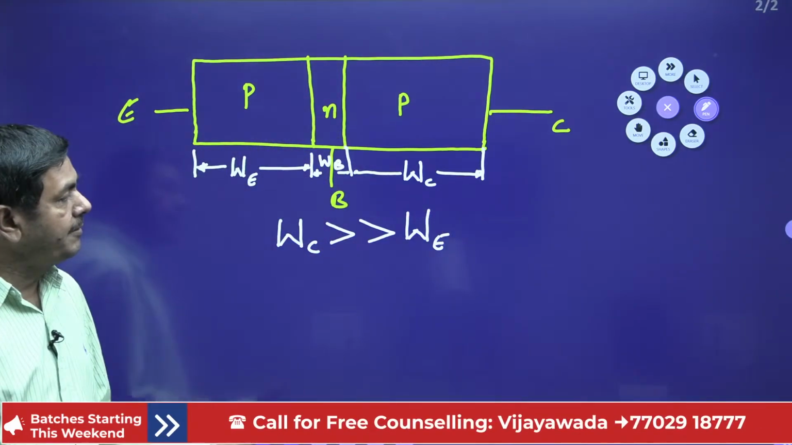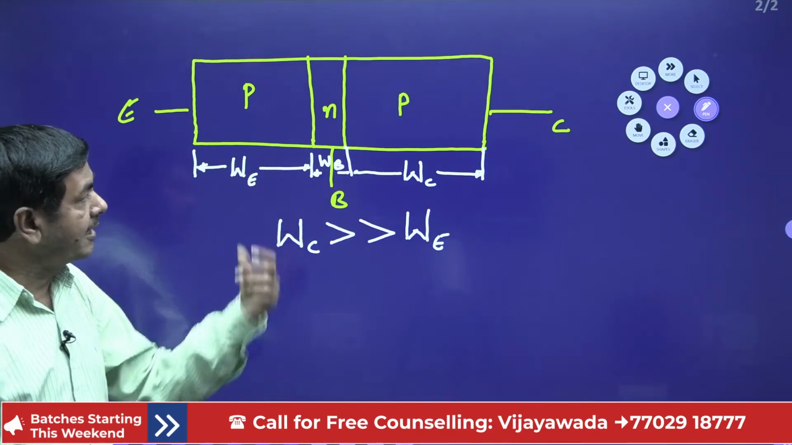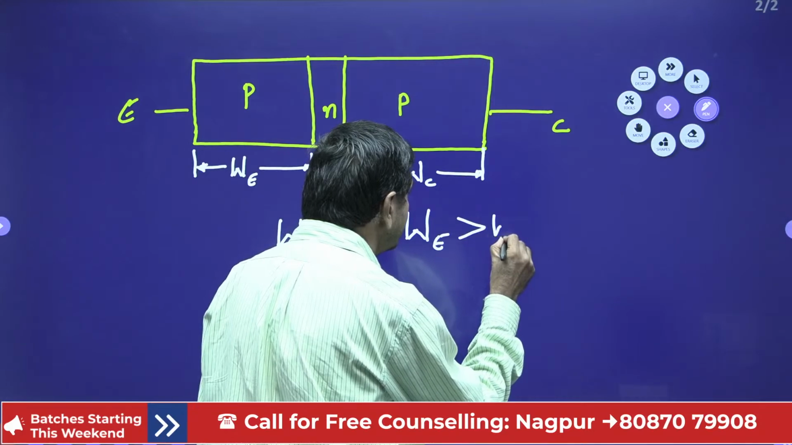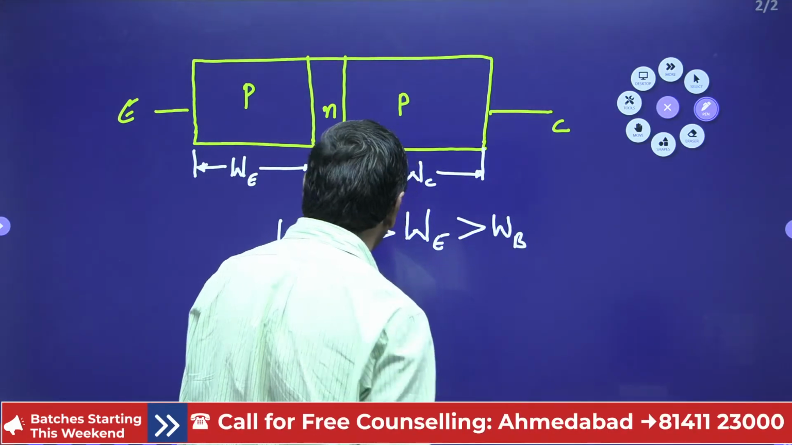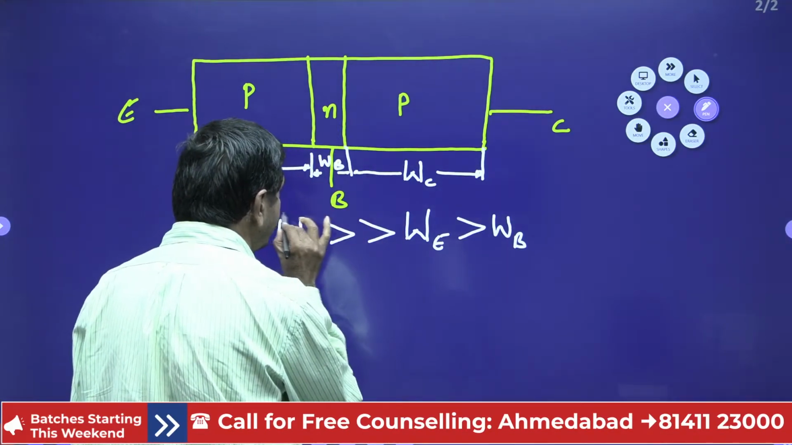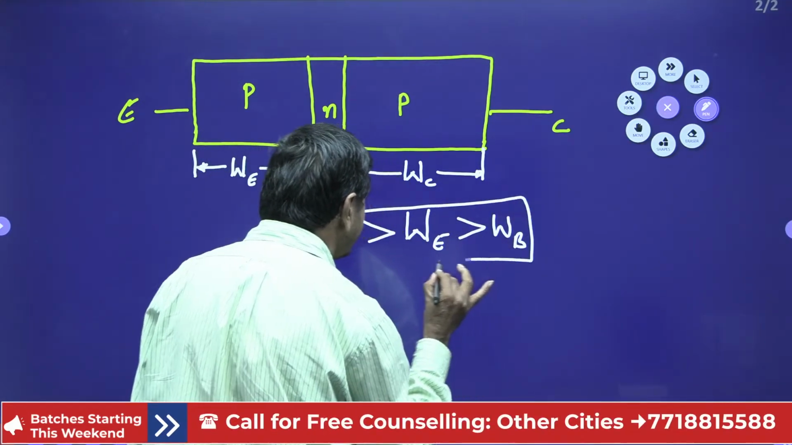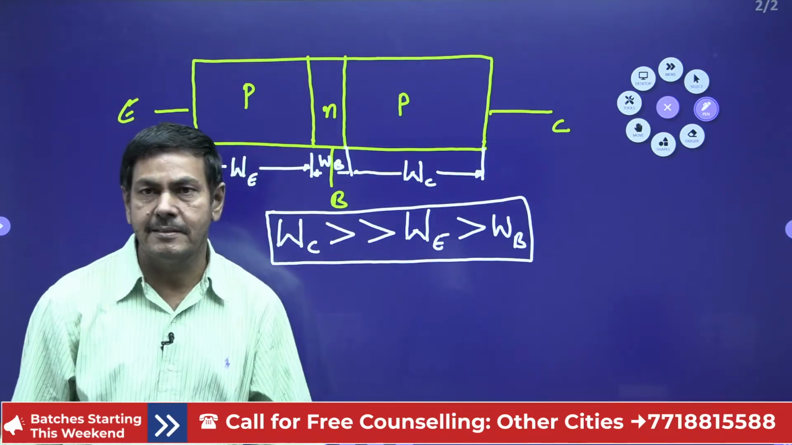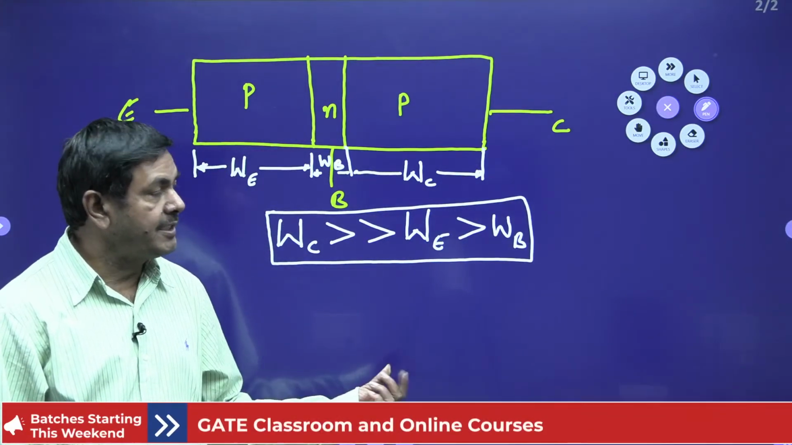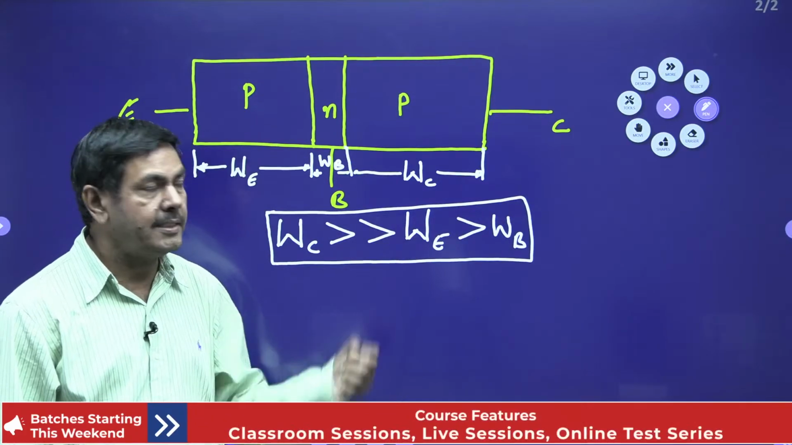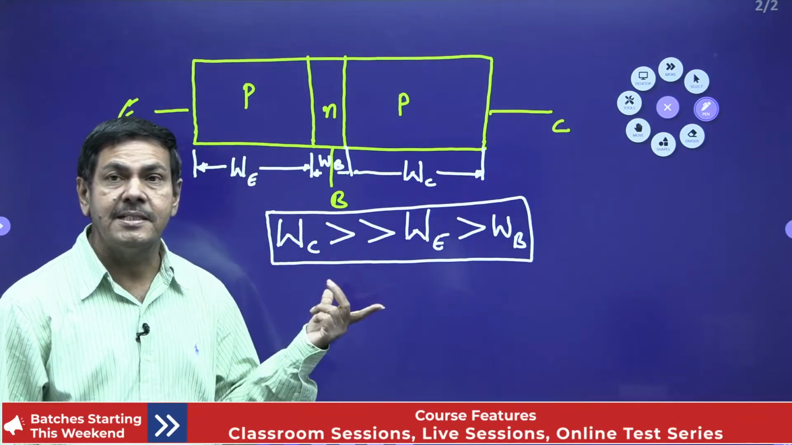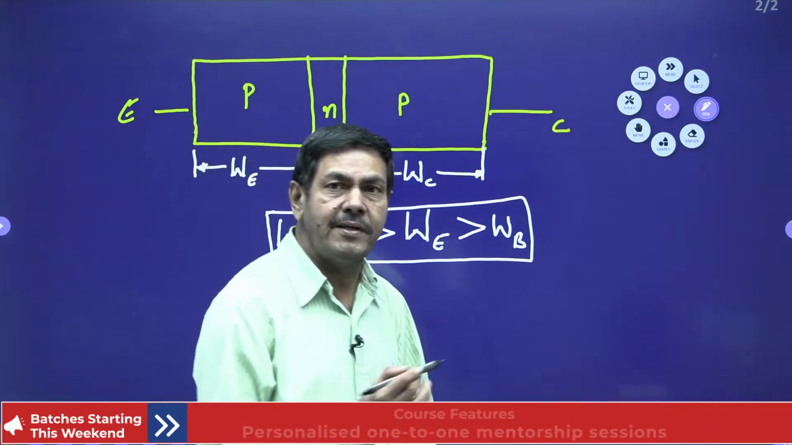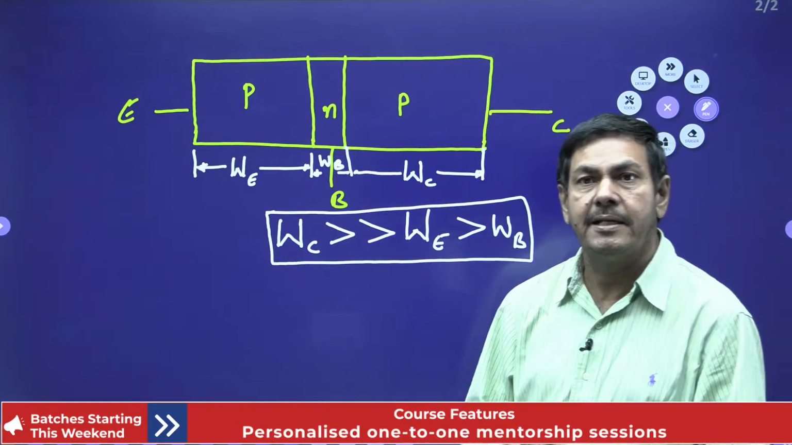But the width of the emitter region is greater than the width of the base. Finally, which width is very small? If I ask, anybody can say very easily: WB is very, very small, very thin. Then WE is moderate, and WC is very large. Sir, why is the arrangement made in such a way?